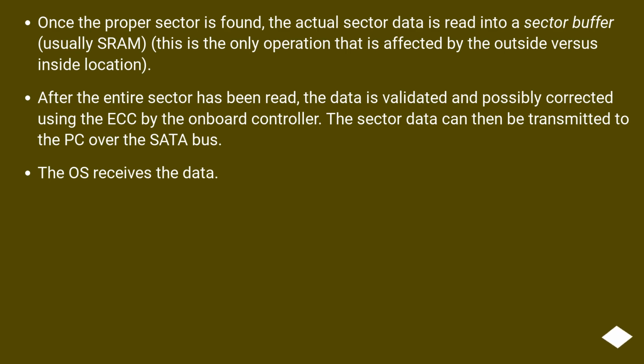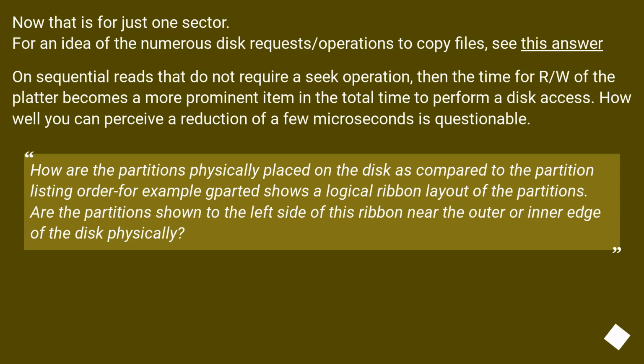After the entire sector has been read, the data is validated and possibly corrected using the ECC by the onboard controller. The sector data can then be transmitted to the PC over the SATA bus. The OS receives the data. Now that is for just one sector. For an idea of the numerous disk requests/operations to copy files, see this answer.